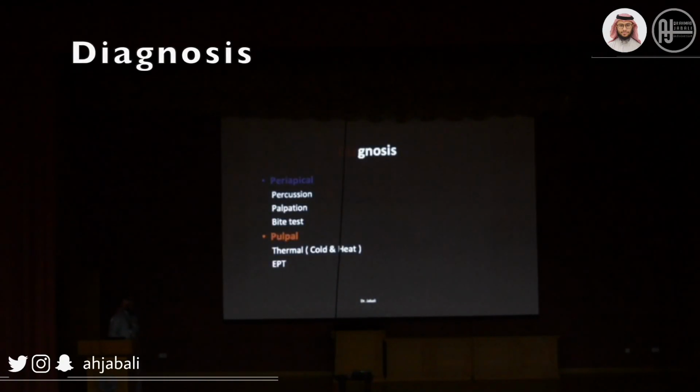So for diagnosis, as we said, we have pulpal diagnosis and we have periapical diagnosis. For periapical diagnosis, we can use percussion. You can percuss the tooth, but you need to tell the patient before you start percussion that you are going to tap the tooth. Then you can do the palpation around the teeth, the apices of the teeth. It's better to start bilaterally to see if there is any asymmetry. And we might use a bite test. For the bite test, we can use a wood stick, a cotton roll, or Tooth Slooth.